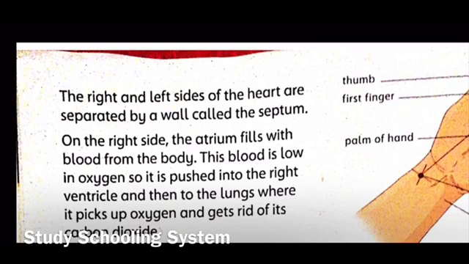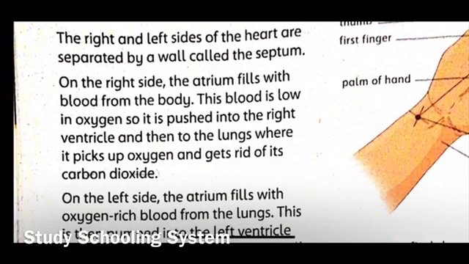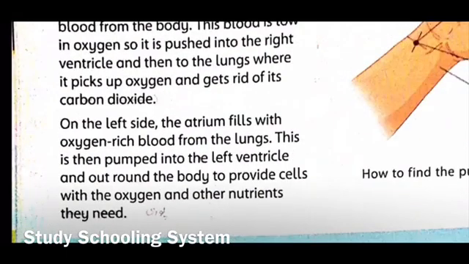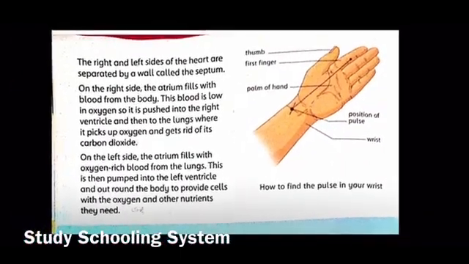So then it says on the left side, the atrium fills with oxygen-rich blood from the lungs. This is then pumped into the left ventricle and out around the body to provide cells with the oxygen and other nutrients they need.